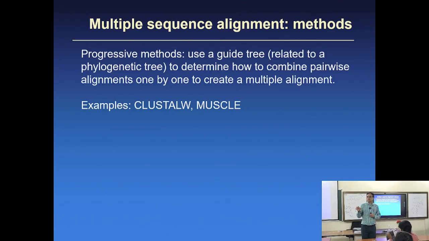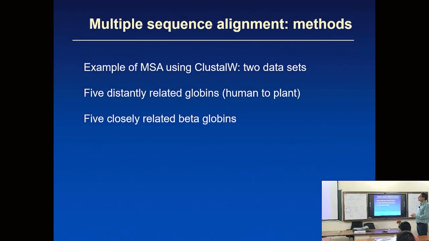So heuristic methods have been developed for multiple alignment, and one of such methods is called progressive methods, where a guide tree is constructed, which is similar to a phylogenetic tree, and then that guide tree guides how these sequences have to be aligned one by one to obtain the multiple alignment. So we will see in a moment. Progressive methods are ClustalW and MUSCLE.